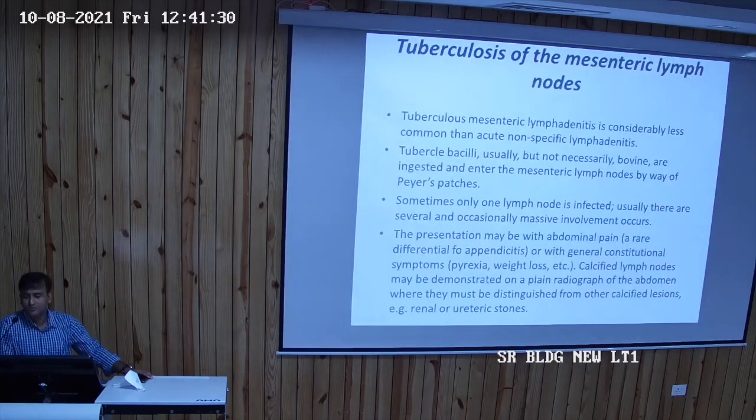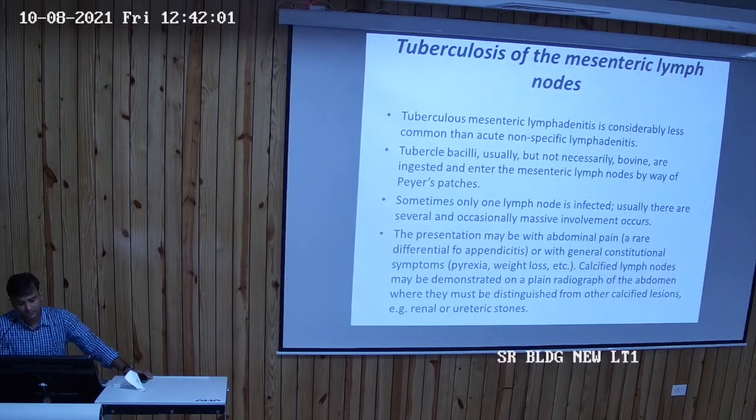The other entity is tuberculosis of the mesenteric lymph node. Tuberculous mesenteric lymph node is considerably less common than acute non-specific lymphadenitis. Tubercular bacilli are usually, but not necessarily, bovine. Usually they are ingested and then enter via the Peyer's patch to the mesenteric lymph node. Sometimes only one lymph node is infected. Usually there are several. Occasionally there may be massive involvement.